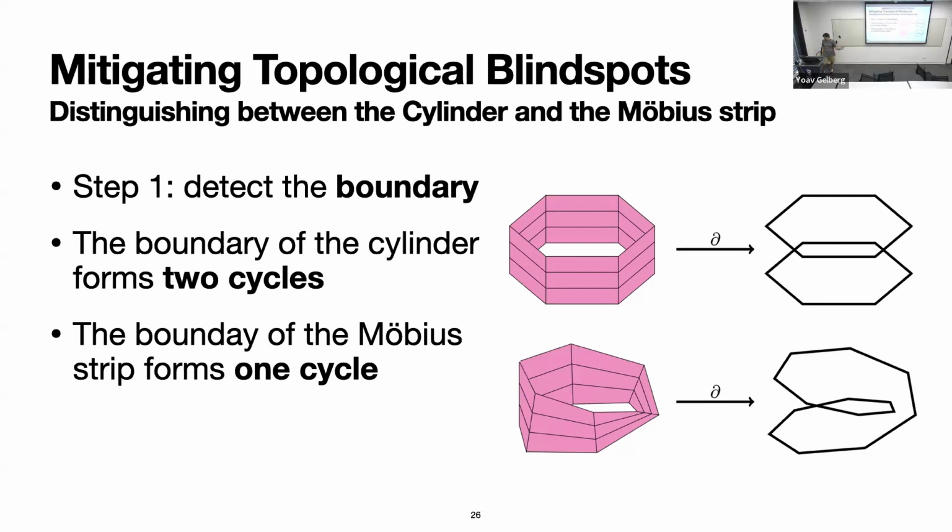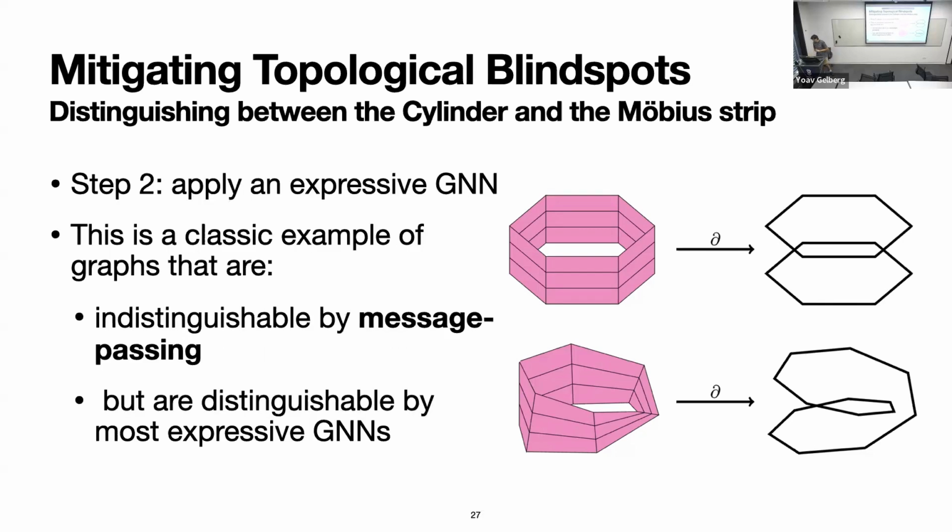As seen in Guy's talk, we saw a very similar example to that. If you think about these 2 objects as graphs, these are a classical example of graphs that are indistinguishable by standard MPNNs, or message passing neural networks, but almost all expressive GNNs can distinguish these 2 graphs, specifically subgraph GNNs can. So we just apply subgraph GNNs to this boundary, therefore differentiating the 2 complexes. Which is, I think, pretty neat.